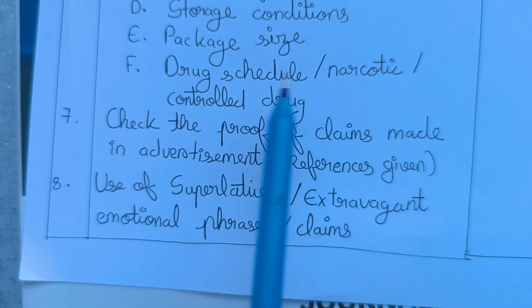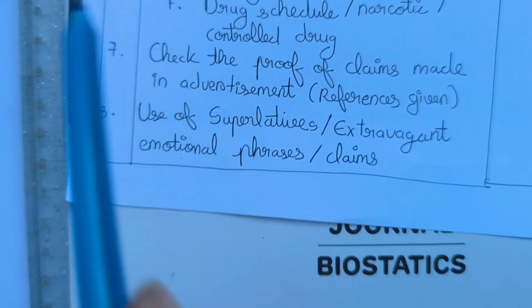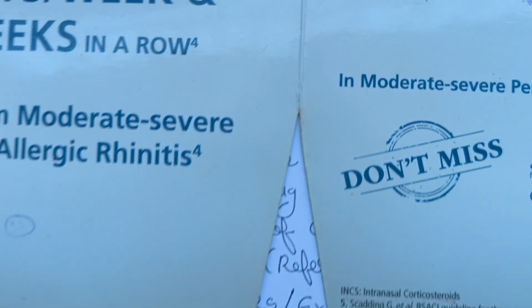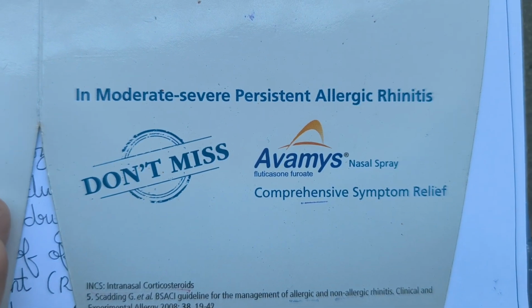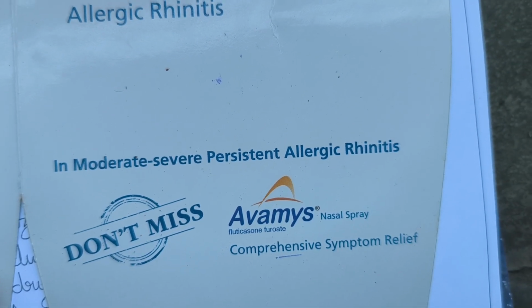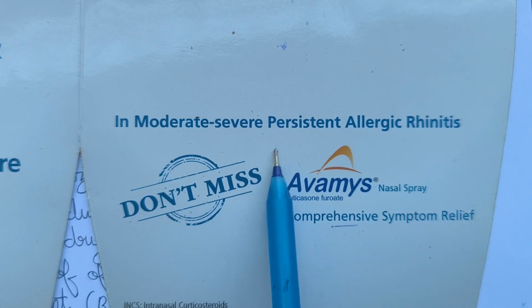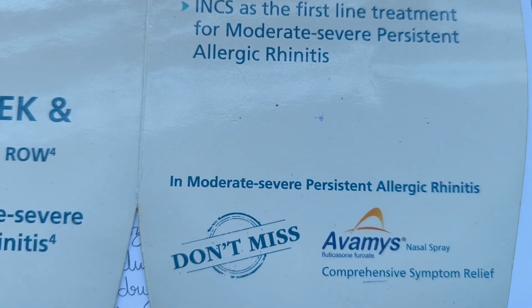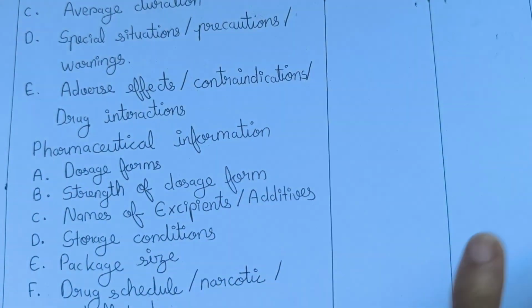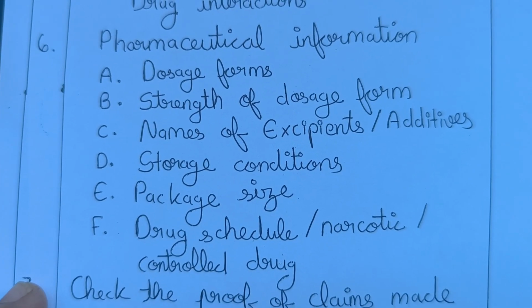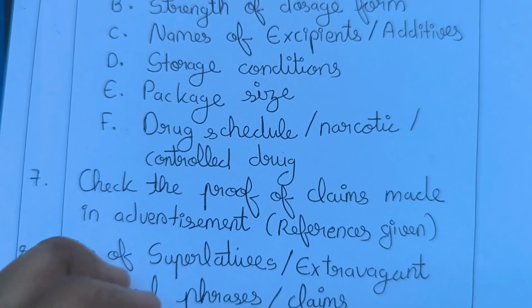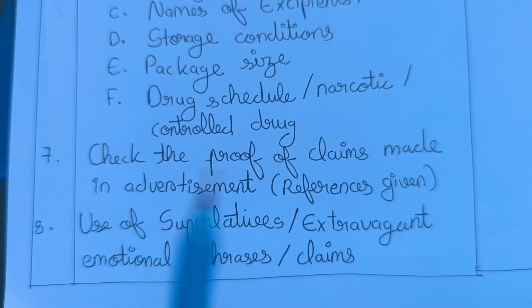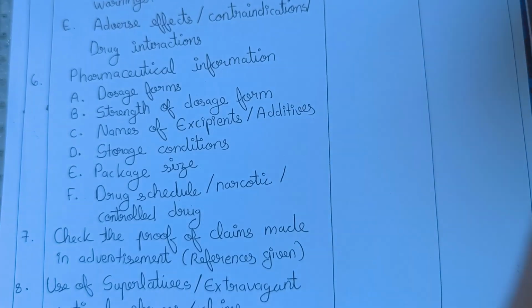Drug schedule, narcotic or controlled drug. So generally along with the name only it is mentioned, like Schedule H, Schedule X. Like here with Rx, if there is any other term added, then we come to know, but it is also not mentioned here. Then check for the proof of claims made in the advertisement. References. So it is given very well.